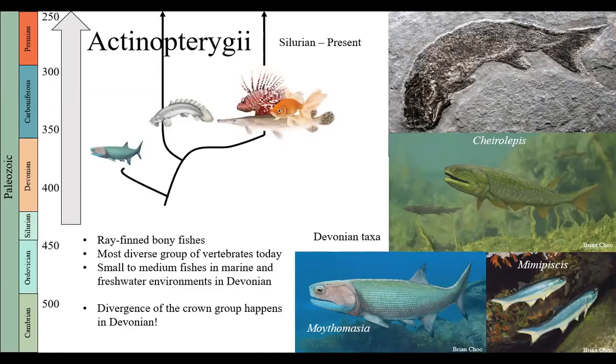Here's a phylogeny of ray-finned fishes. There's this one, Moythomasia, which is only in the Devonian. But this split right here is the crown group of those ray-finned fishes, Actinopterygii. We'll meet them a little later in more detail, but this is called a bichir. This is the kind of fish that lives in Africa today. Guess what? It walks around on the bottom on its fins. And if it wants to, it can go to the surface and breathe air.